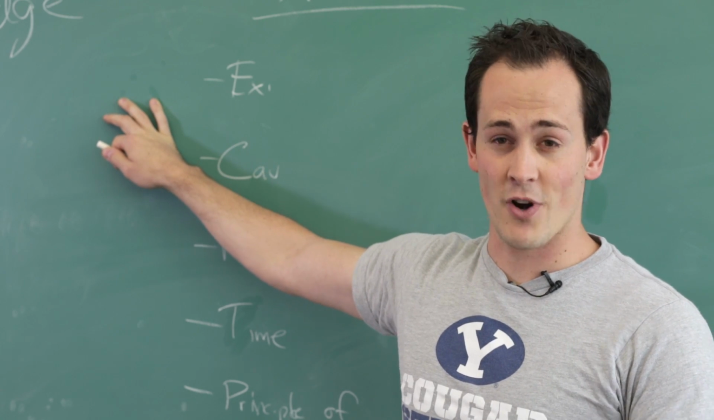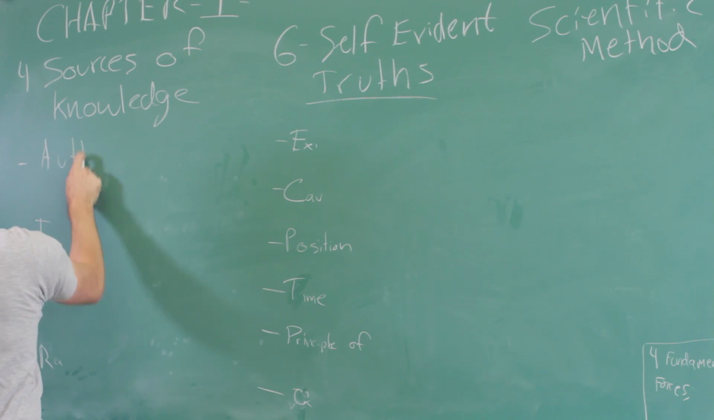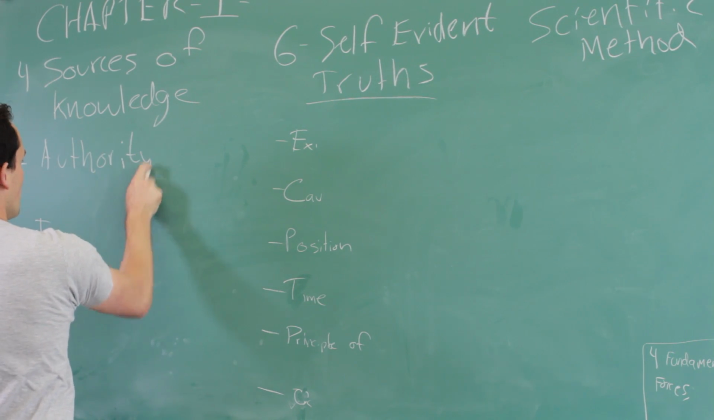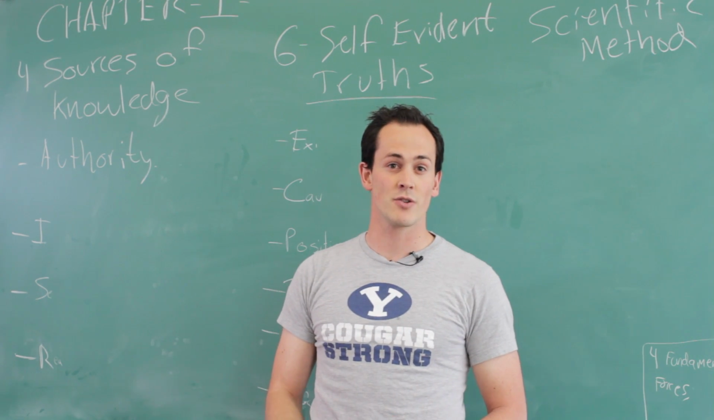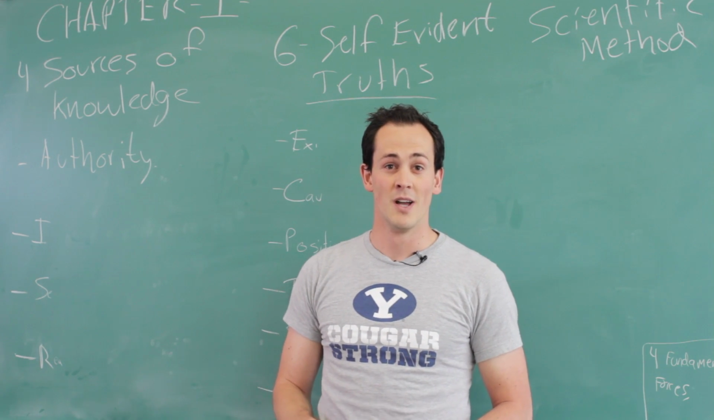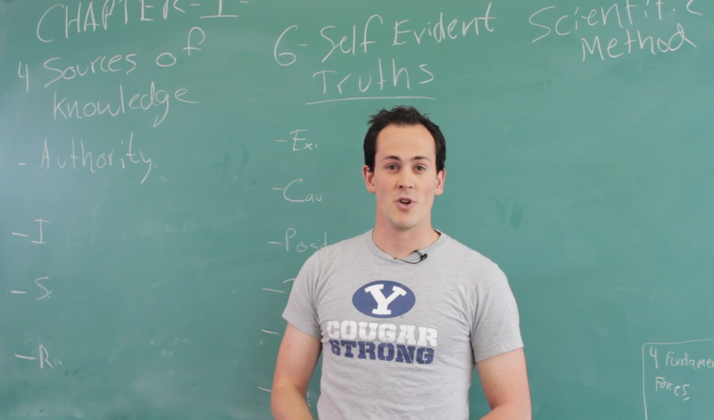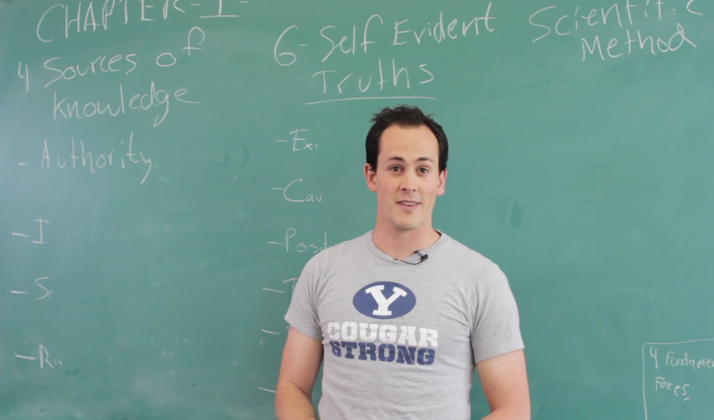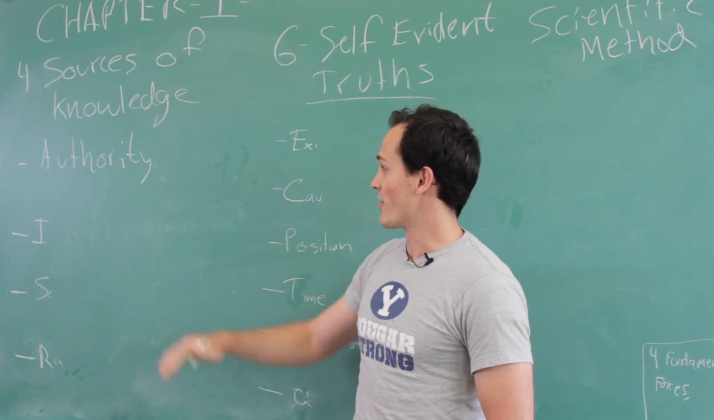If you've read your textbook, you've already got a step ahead of me. So this first one is authority. Authority just means that you have had somebody in a position of influence, like a teacher, a friend, a family member, in a religious context, God, tell you that something is true. From that, you know that something is true, and you can have faith that it is true. Think about it. Everything you've ever learned in school was learned from an authority context.